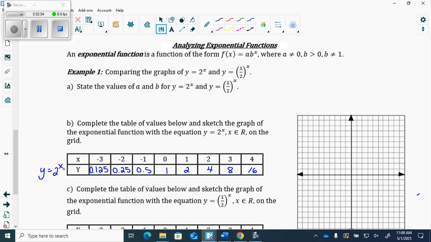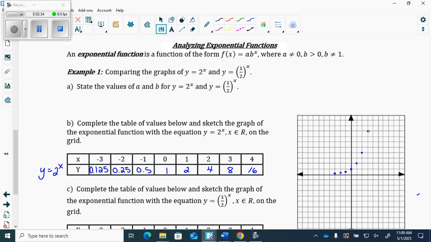Do we agree? Okay, we're going to plot these. So we have negative 3 and 0.125, so it's just above the axis. And then we have negative 2 and 0.25. And then we have negative 1 and 0.5. And then 0 and 1, 1 and 2, 2 and 4, and 3 and 8, sorry. And then it goes off of this.